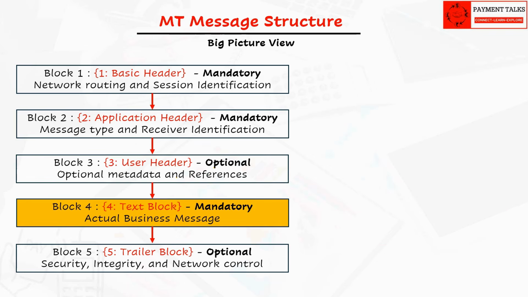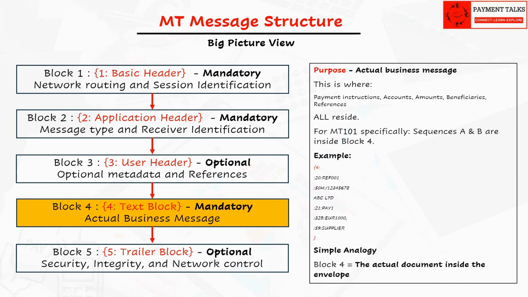Next is block 4, text block. This is the most important block. The purpose is the actual business message. This is where payment instructions, accounts, amounts, beneficiaries, references all reside. For MT101 specifically, sequences A and B are inside block 4. Example can be seen here.